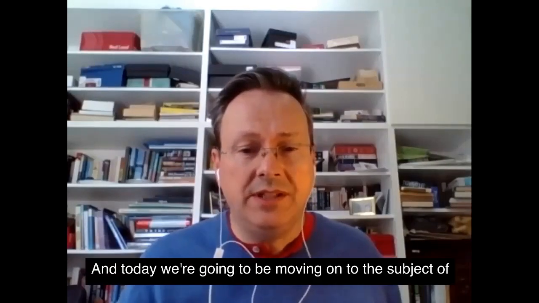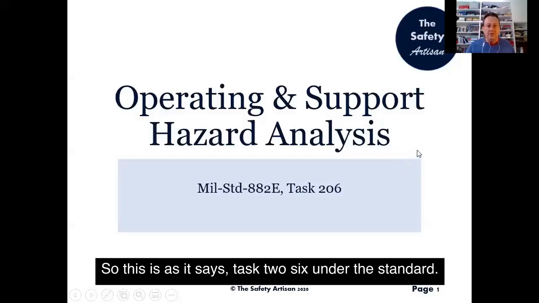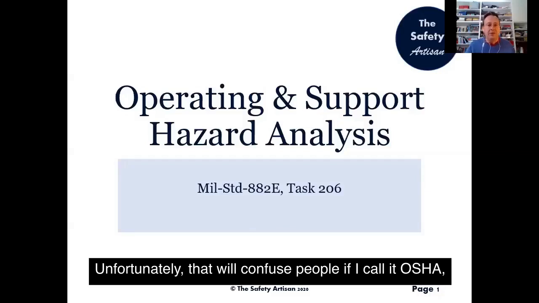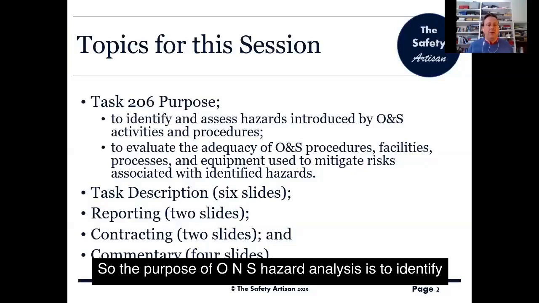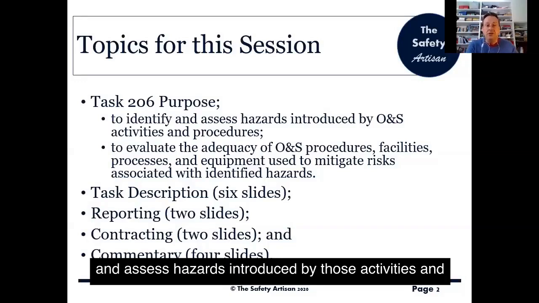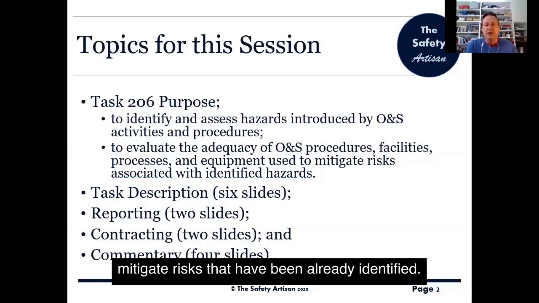And today we're going to be moving on to the subject of operating and support hazard analysis. So this is, as it says, task 206 under the standard. Unfortunately that will confuse people if I call it OSHA, let's call it ONS. So the purpose of ONS hazard analysis is to identify and assess hazards introduced by those activities and procedures, and also to evaluate the adequacy of ONS procedures, processes, equipment, facilities, etc., to mitigate risks that have been already identified.